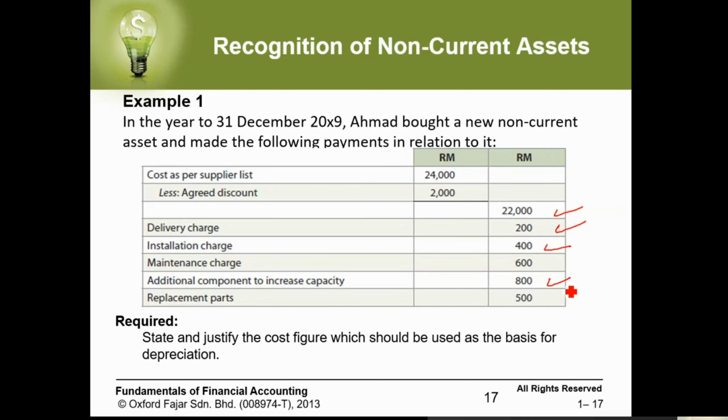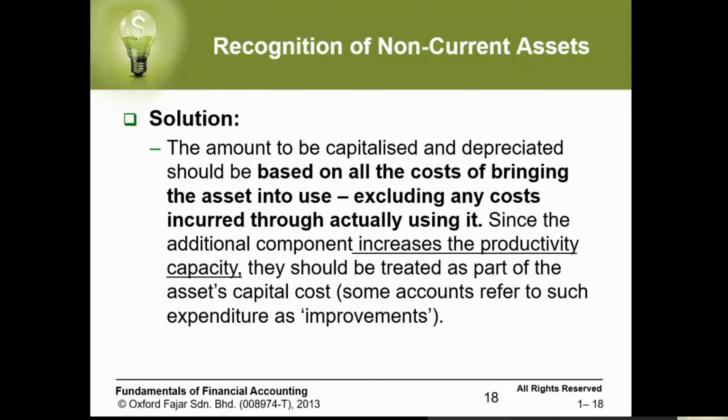So in our example here, state and justify the cost figure which will be used to calculate the depreciation. So yes, it is the cost of the machine, the 22K, which is the cost per supplier minus the discount, added to it the delivery, added to it the installation, added to it the component which is going to help to increase the capacity of the machine. So the amount to be capitalized and depreciated should be based on all the costs of bringing the asset into use, excluding any cost incurred through actually using it.